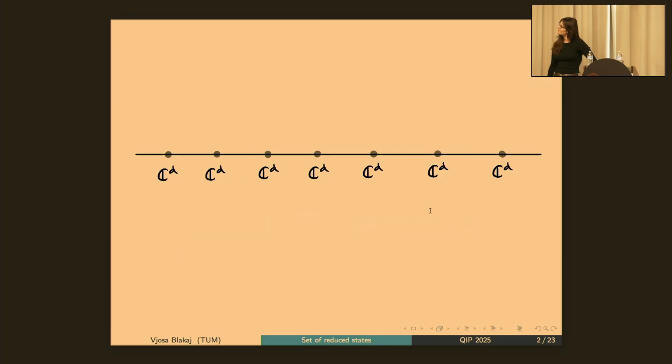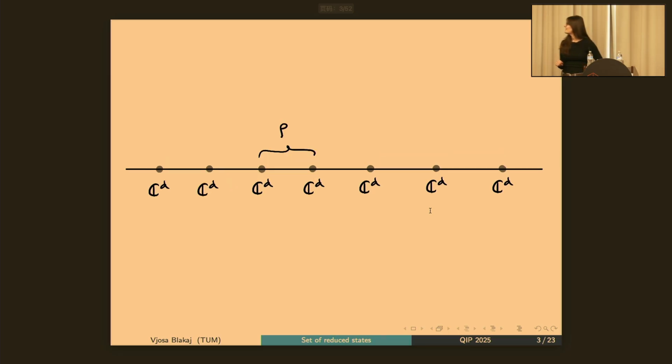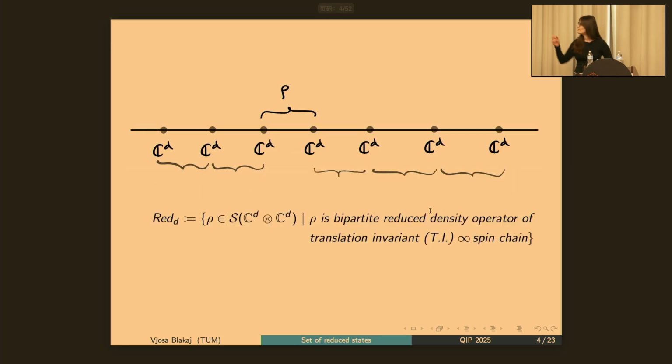So if we consider a multipartite quantum system of spins in a one-dimensional chain, such that to each spin I assign the Hilbert space C^D, I want to study the set of density operators that remains once I trace out everything from my system but the neighboring spins, like in the picture here. And even more, I want these density operators to be translation invariant in my quantum spin chain.